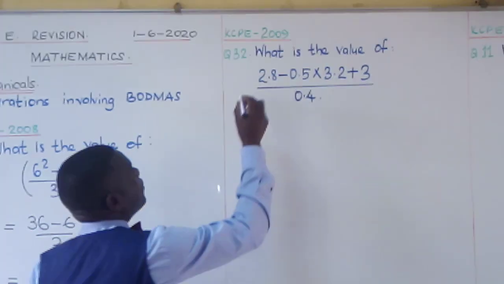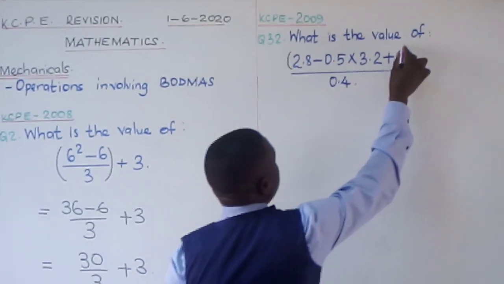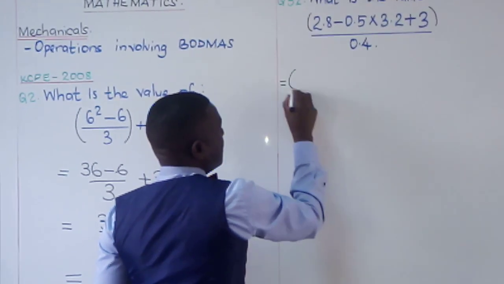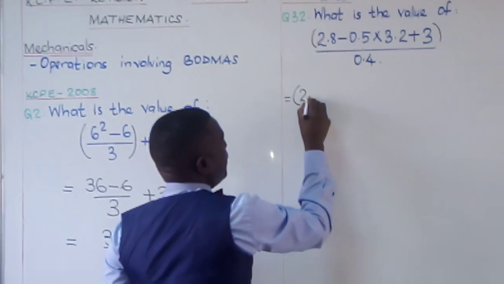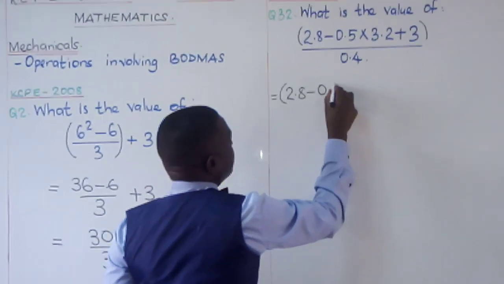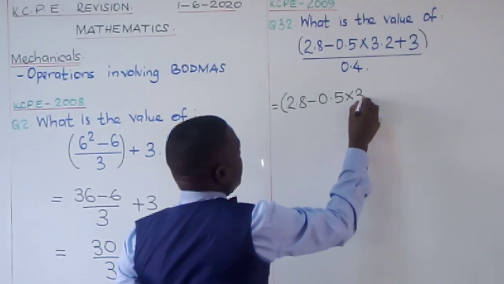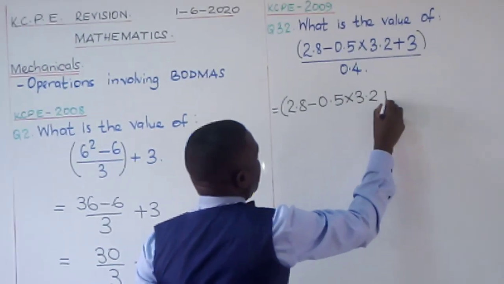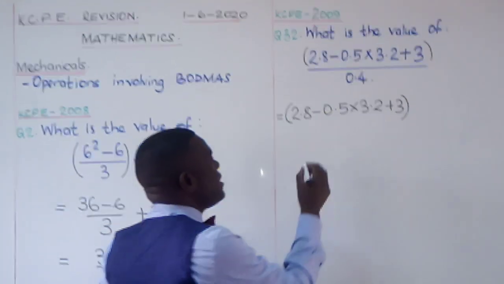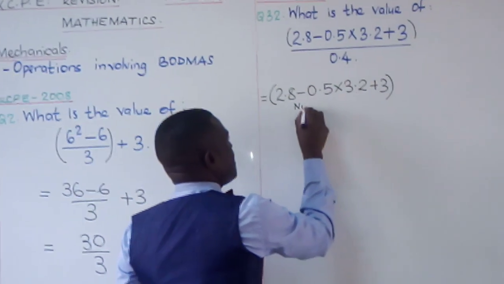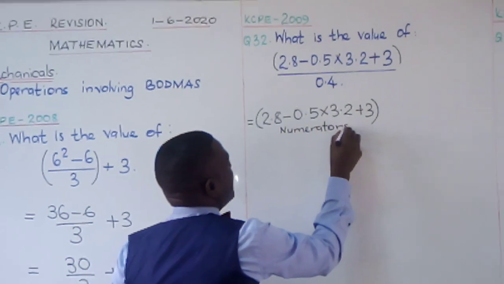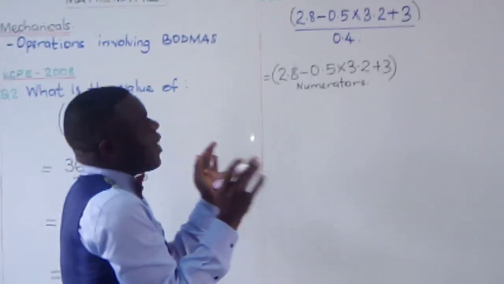I will group the numerators like this. The numerators: 2.8 minus 0.5 multiplied by 3.2 plus 3. These are the numerators, boys and girls. I've grouped them in a bracket.